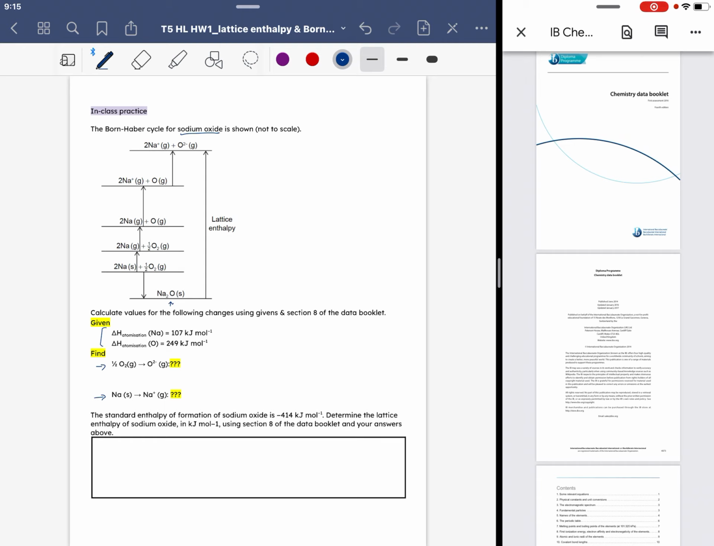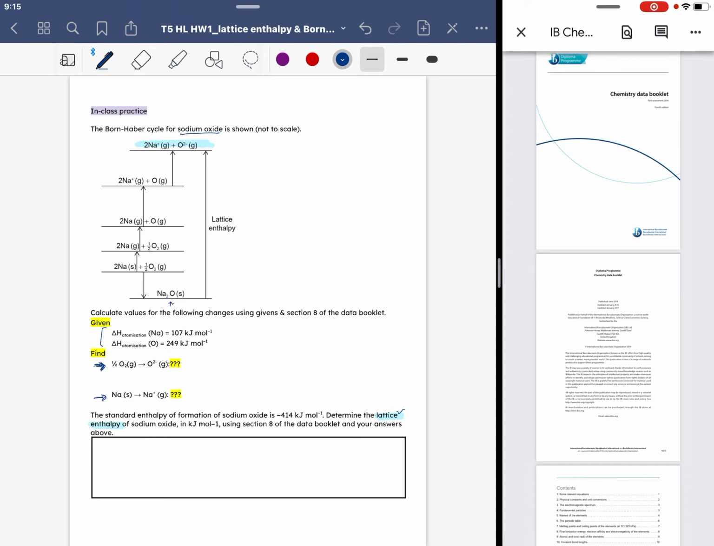We have a diagram of lattice enthalpy. They're asking us to calculate some values. They give us some values, want us to calculate values, and then find lattice enthalpy. Lattice enthalpy, that's the whole point of Born-Haber, excuse me. Lattice enthalpy, the enthalpy to dissociate into ions, that's ultimately what we're trying to find.